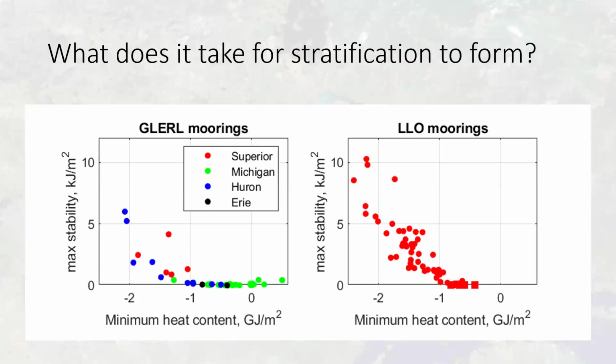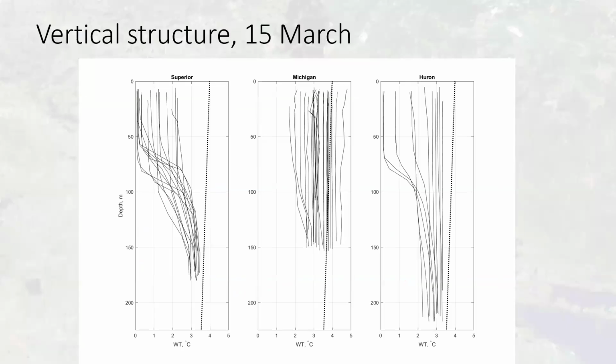I would love to be able to write down an equation that told me why this in particular is that threshold. If you look at vertical stratification across the Great Lakes, this is the Superior Western site, and then Michigan and Huron sites. These are profiles on the 15th of March in a whole bunch of different years.